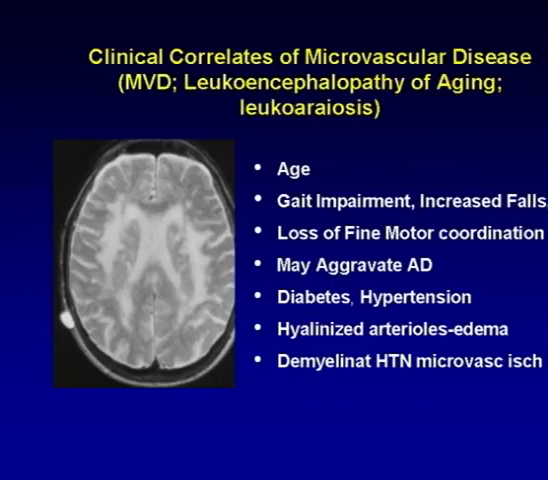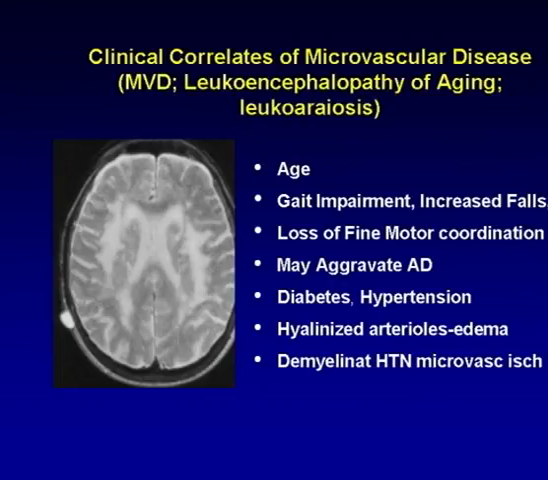What is this microvascular disease, this leukoencephalopathy of aging? It's actually a demyelination that occurs around hyalinized arterioles, usually in association with a hypertensive type event. In other words, whether the patient is hypertensive or not, during the day or during some time of stress or whatever, there is an increase in the pressure. The hyalinized arterioles develop an edema around them. That edema around the arterioles demyelinates the white matter.